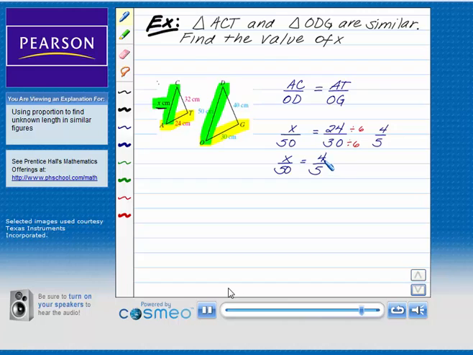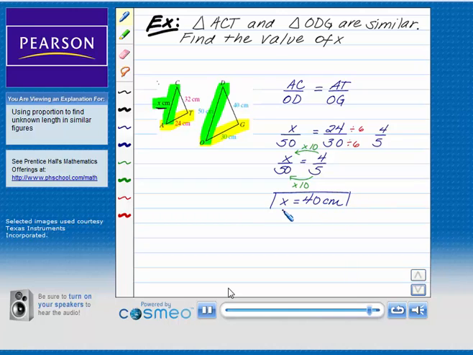And now this is easier to solve because we can see that 5 times 10 is 50, so we've got a common multiplier of 10. So to solve for x, we simply need to multiply 4 times our common multiplier of 10. And since 4 times 10 is 40, then we know that x is equal to 40. And that is 40 centimeters. And that's all there is to it.